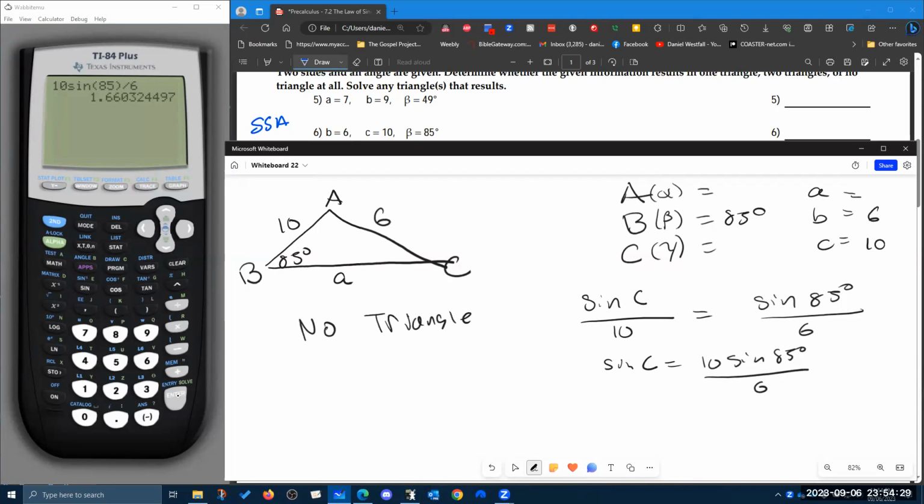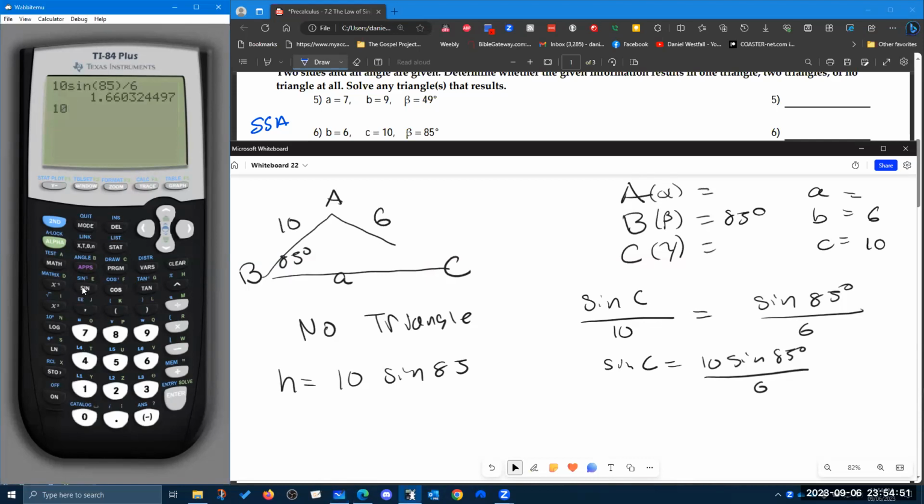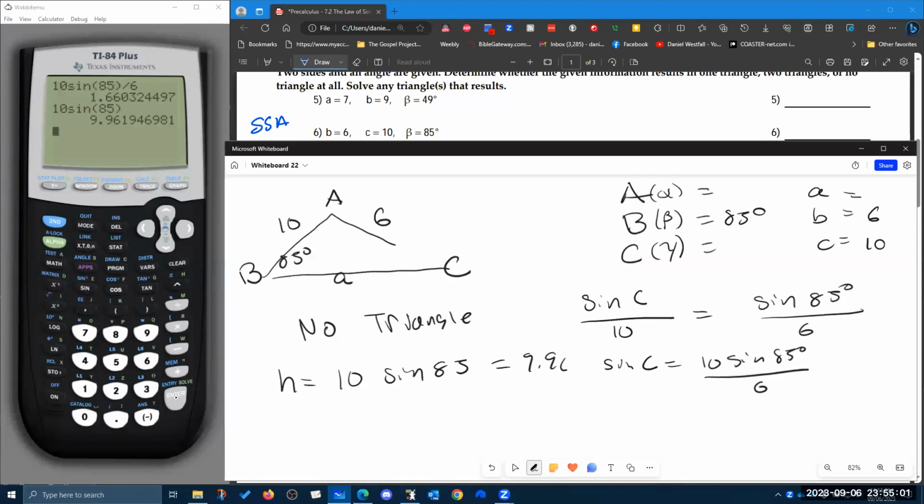What that tells me is that this 6 is not big enough to come down and meet this side over here. Now let's prove that to you with the height of the triangle, like we talked about before, that h is equal to 10 sine 85. So what's 10 sine 85? It's going to be 9.96. This height is the shortest distance from this angle to this base.